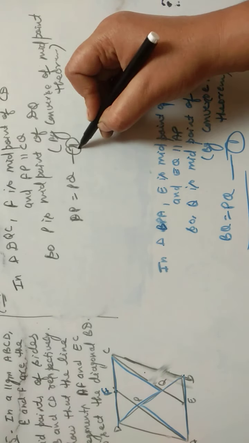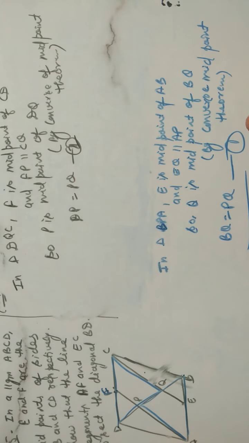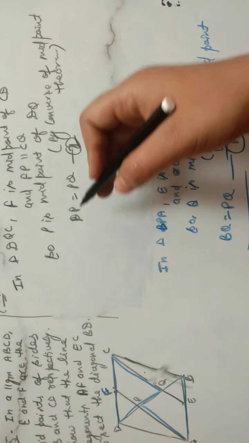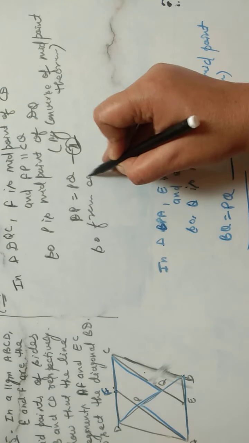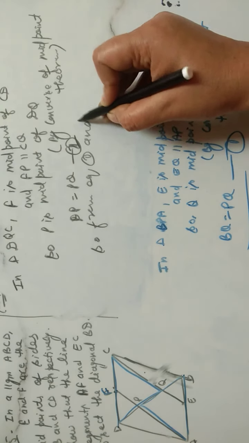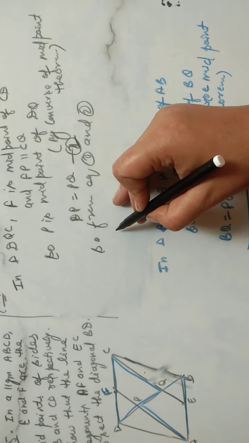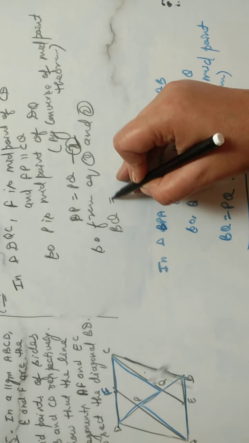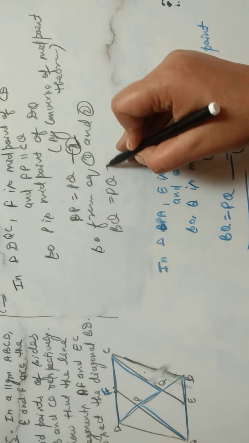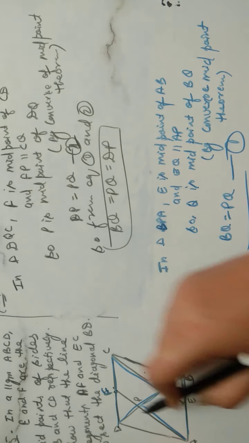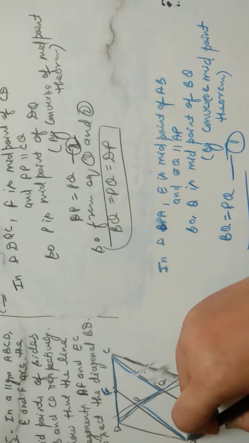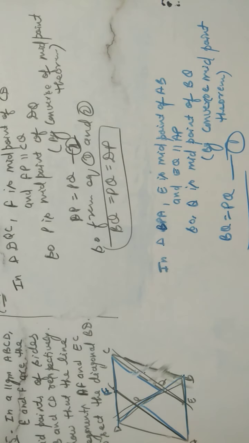Now from the first equation BQ is equal to PQ, and from the second equation PQ is equal to DP. So from equations 1 and 2, BQ is equal to PQ is equal to DP. So here we have proved that this diagonal BD is trisected by these two lines. So this is the proof for it.